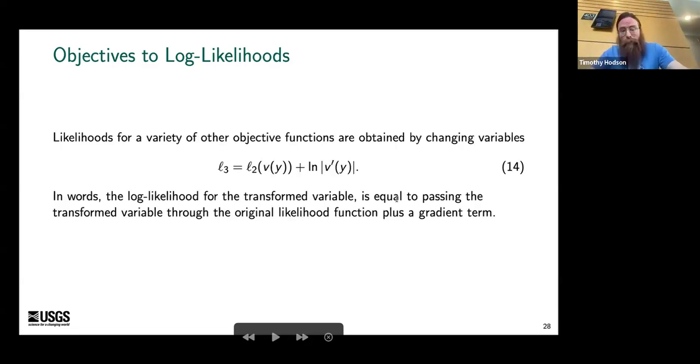We can compute likelihoods for other objective functions using simple tricks, like just a change of variables, where basically the new log likelihood is the log likelihood of the transformed variable. The log likelihood of a transformed variable is equal to passing the transformed variable through the original likelihood plus this gradient term. And in a normal change of variables, that's a multiplication, but we're in log, so it's an addition.